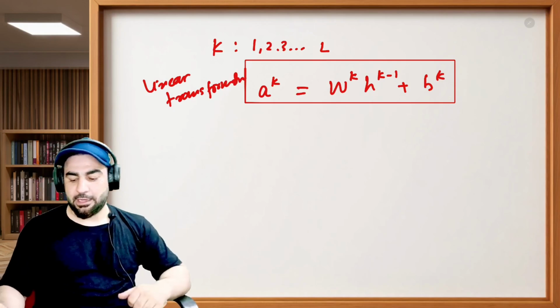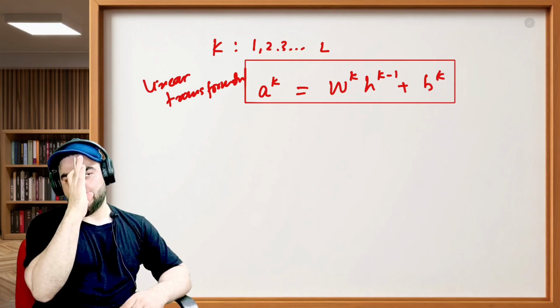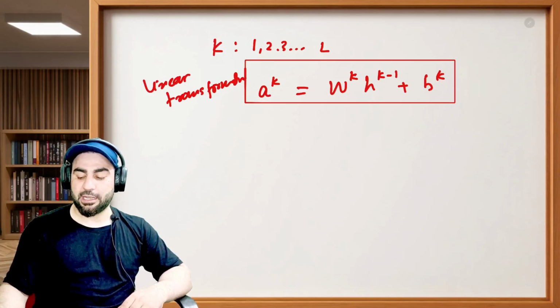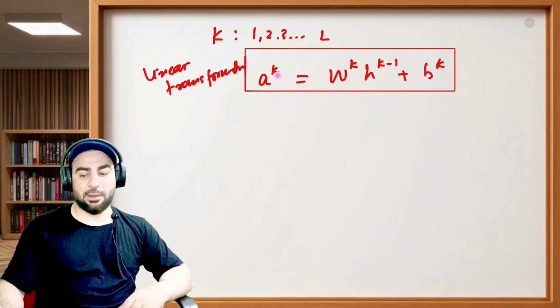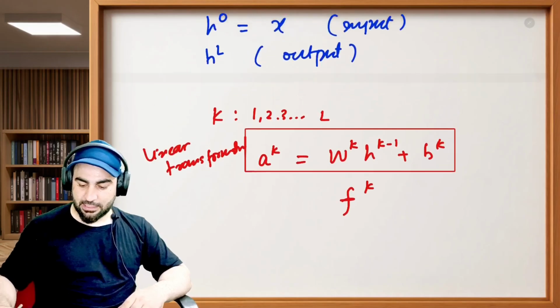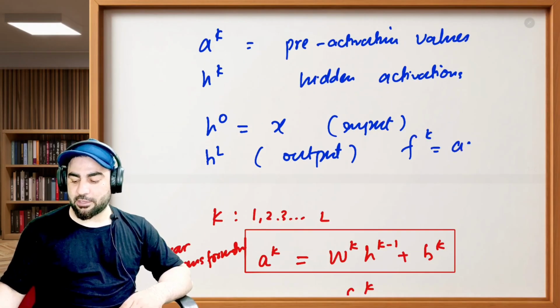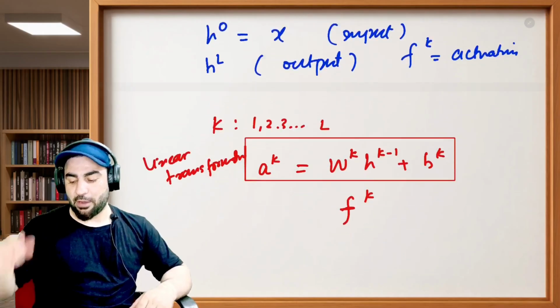Let's suppose you have to calculate AK. You will take the weight matrix corresponding to the kth layer, the one between layers K minus 1 and K, then you take the hidden layer HK minus 1, and you add the bias to this. After you have this, you will have to apply an activation. Consider F of K the activation function of layer K, where we apply this activation.